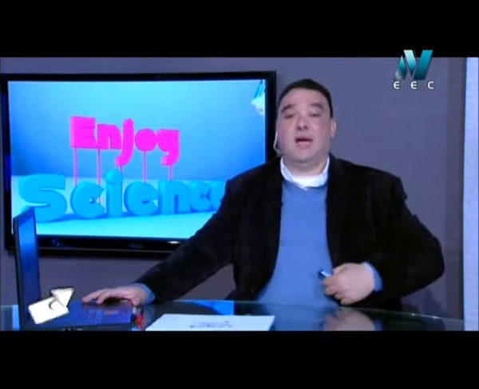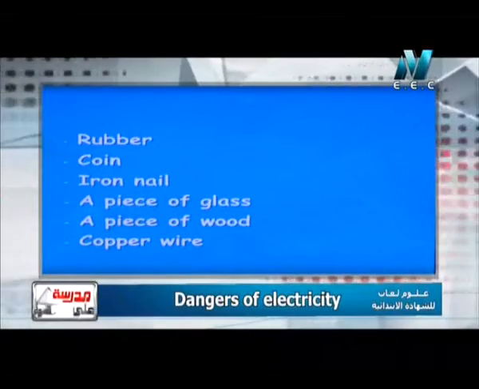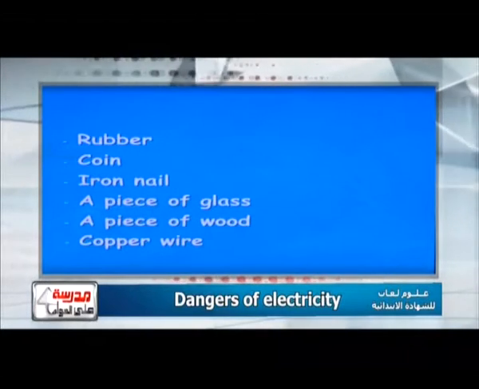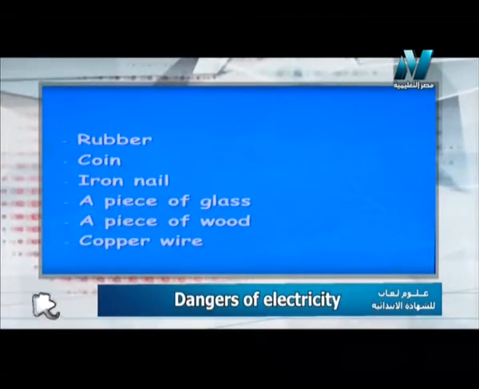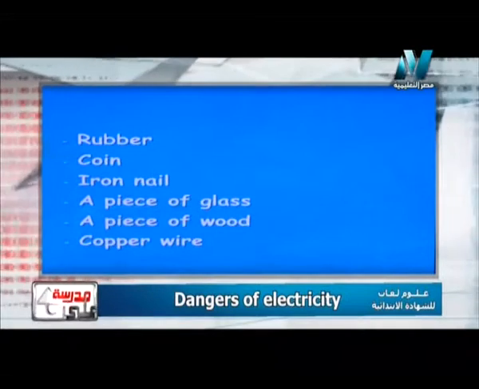Again, هعمل two electric circuit وهشوف هستخدم بعض الماترز اللي متاحة عندي أو available at the lab at home, like rubber, like iron, gold, copper, silver, aluminium, wood, and so on, to know which of them are conductors and which of them are insulators. So let's see the activity. I have many materials such as rubber, coin, iron nail, a piece of glass, a piece of wood, copper wire.